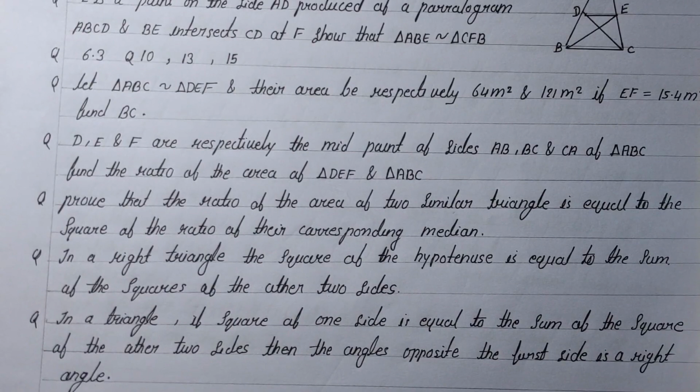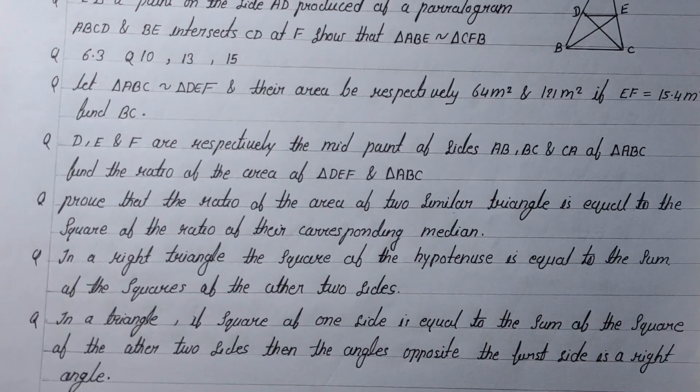Now exercise 6.3, important questions 10, 13 and 15. Next, let triangle ABC be similar to triangle DEF and their areas be 64 meter square and 121 meter square. If EF is equal to 15.4 meter, find BC.